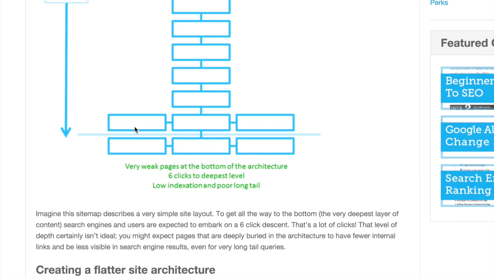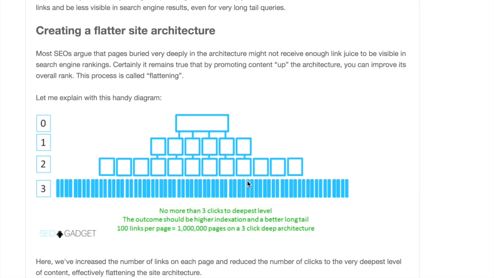In this case, these pages that are down here may be so far away from the home page, and if they don't have other links coming from external sites, then ultimately what happens is they don't even have a chance for Google to index them because Google sees them as not very important pages.